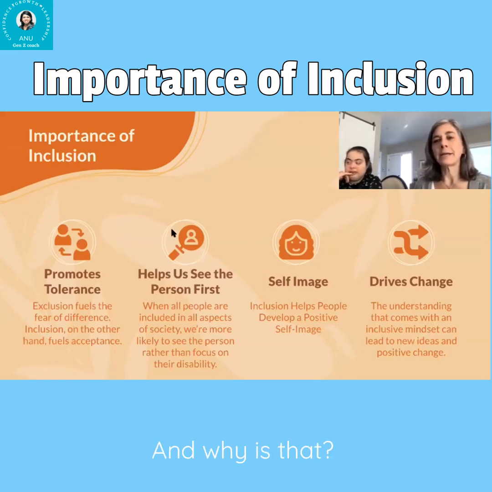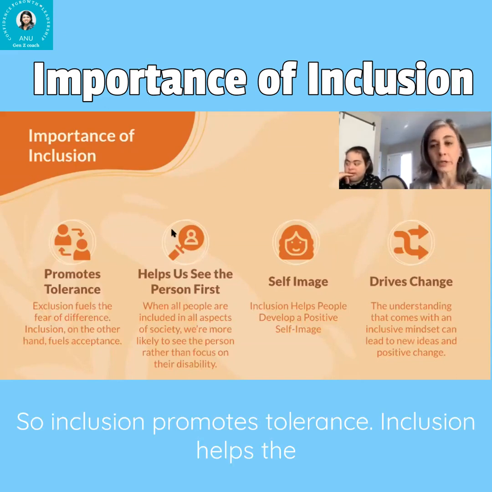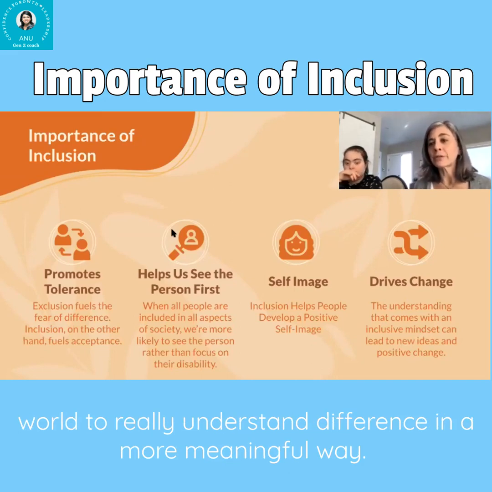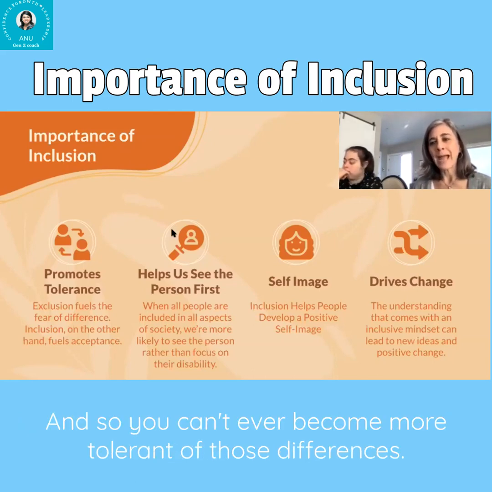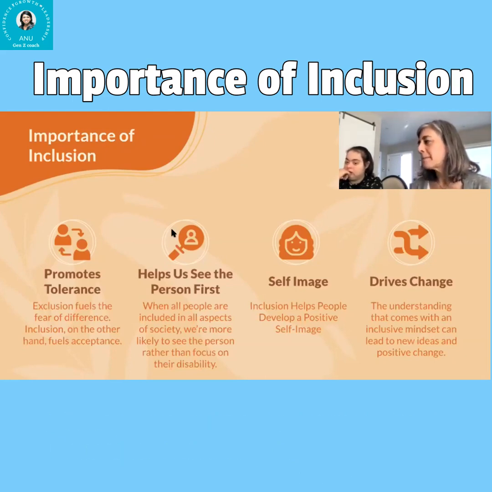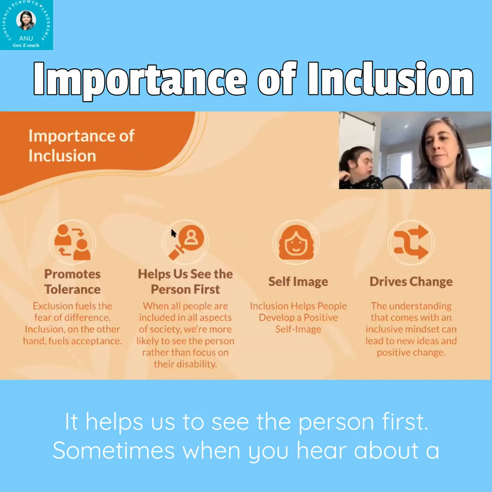And why is that? So inclusion promotes tolerance. Inclusion helps the world to really understand difference in a more meaningful way. If people with differences and disabilities aren't included, you never get exposure to them, and so you can't ever become more tolerant of those differences. It helps us to see the person first.